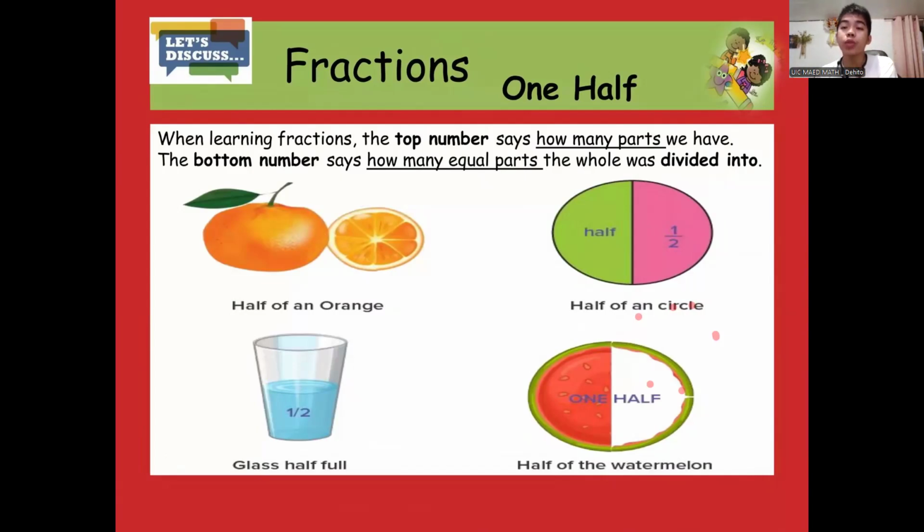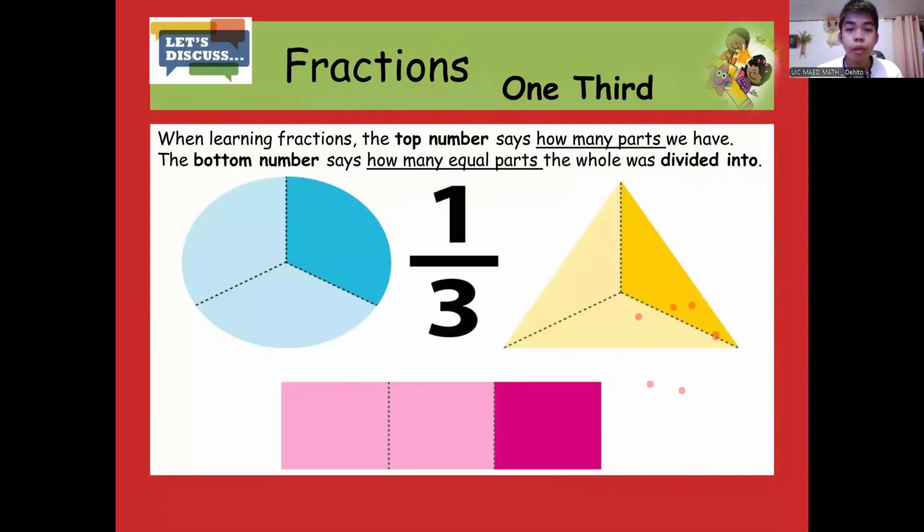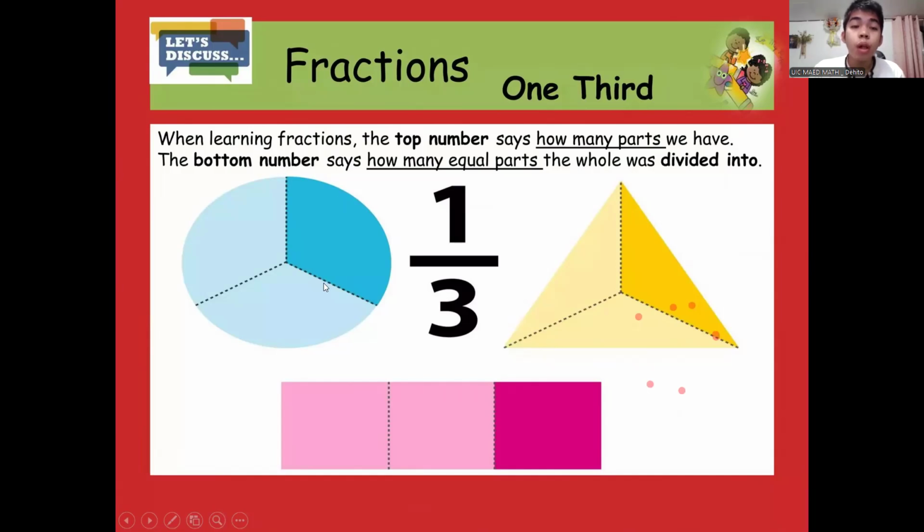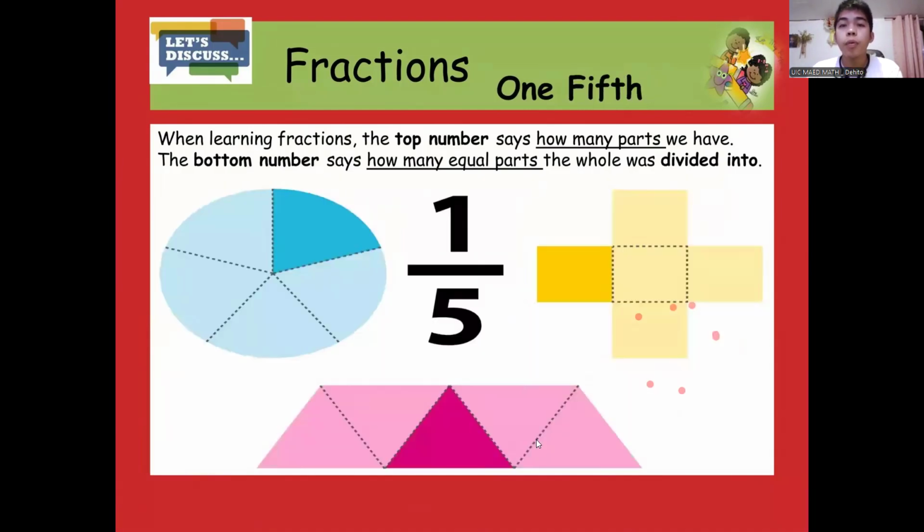When we say how many parts we have, it is talking about the numerator. But when it says how many equal parts the whole was divided into, it means it is talking about the denominator. Okay? For example, this one. How many parts we have? We have 1 part out of how many equal parts? 3 equal parts. Okay? I hope you understand now because this is just a review of your previous grade levels discussion about fractions.